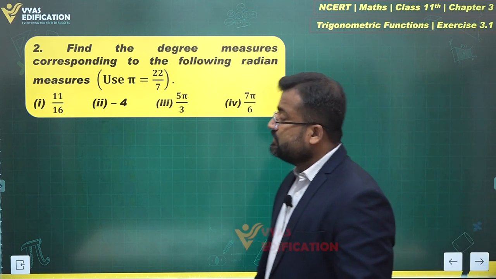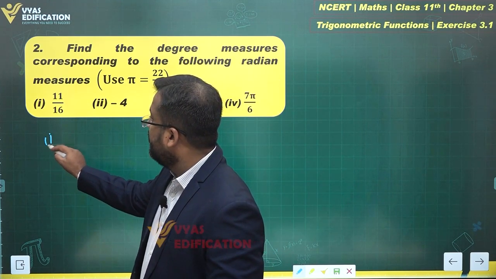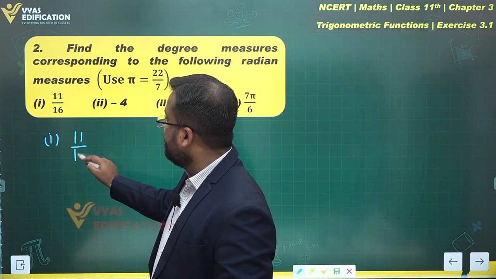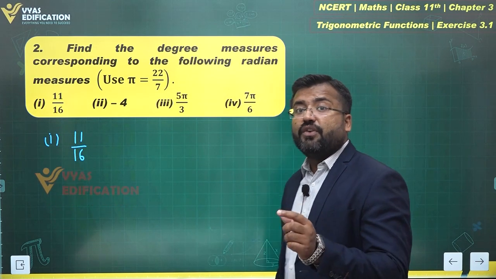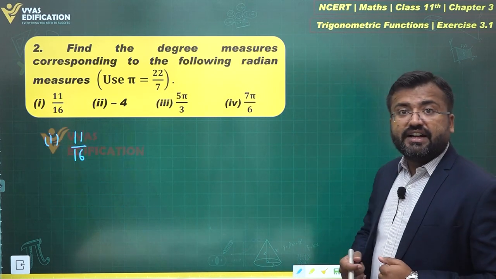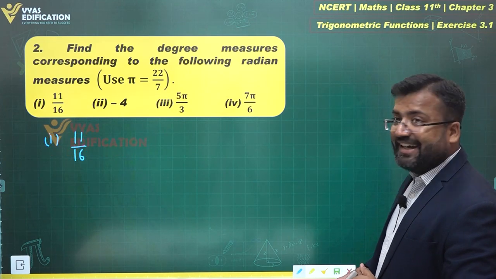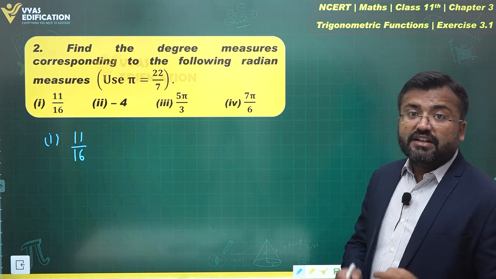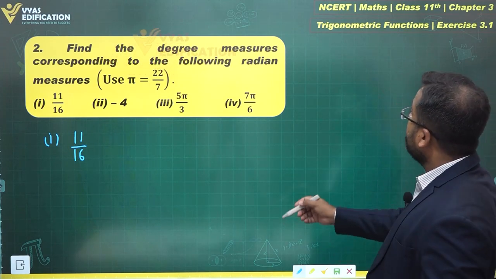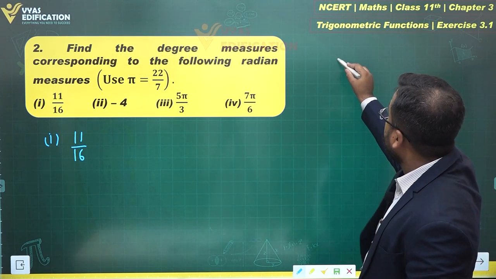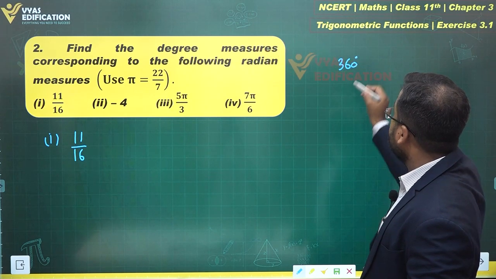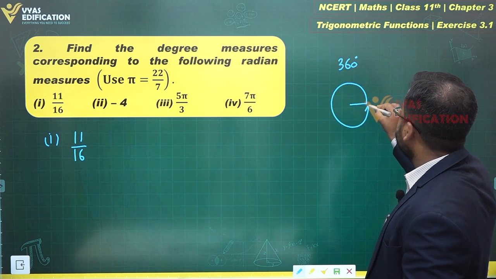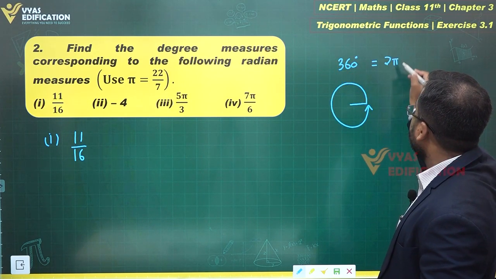So let's talk about the first part. If this is 11/16 radians, how do we convert it into degrees? For that we need to recall the interconversion formula. What does the interconversion formula say? That 360 degrees, that is one complete rotation, is equal to 2 pi radians.